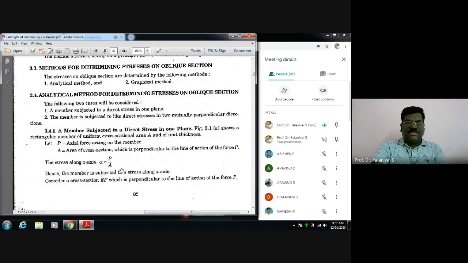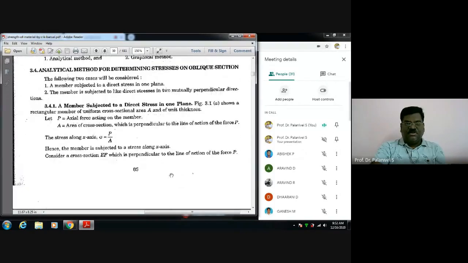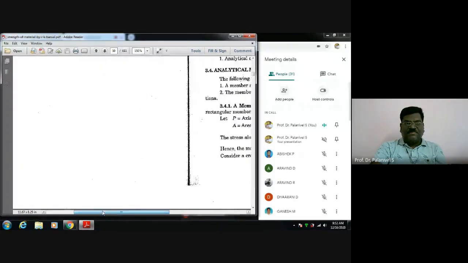Now, we are taking a member subject to a direct stress in one plane. Direct stress in one plane means uniaxial loading. You know how to compute the stress along the x direction: it is P by A, perpendicular to the area of cross section, which is perpendicular to the line of action of the force P. You know how to determine the stress on a plane perpendicular to the direction of loading. Already you are thorough. Very good. That is P by A.